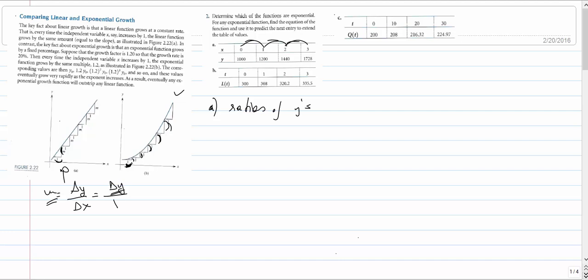I take first the ratio of 1200 to 1000. This is 1.2. Then 1440 to 1200. I'll look at the consecutive points. It's 1.2. 1728 to 1440 is 1.2. So you see it's constant. It's the same value, same ratio. And so function A is exponential.